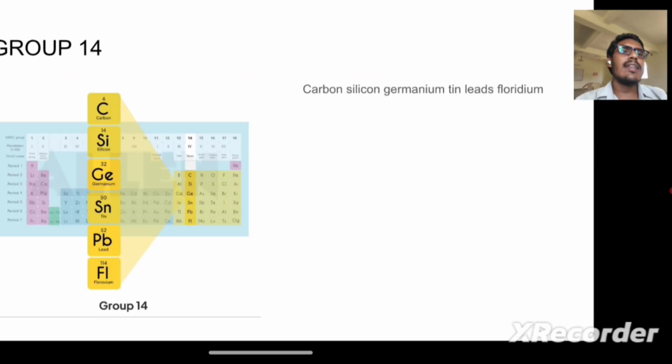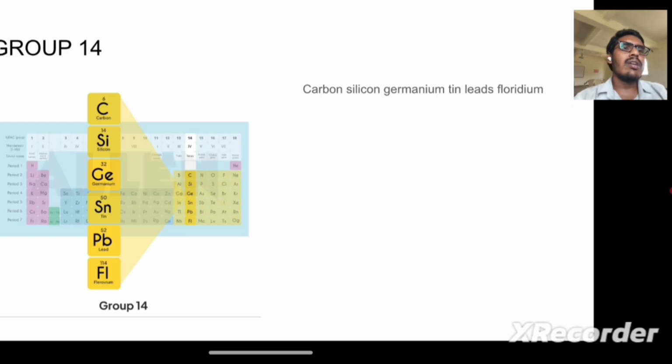Group 14. These are the elements in group 14: carbon, silicon, germanium, tin, lead and flerovium. Usually we get confused with the last three elements, so I have made a mnemonic for them. Carbon, silicon, germanium. Tin leads the flerovium, which means tin comes first, then lead, then flerovium.